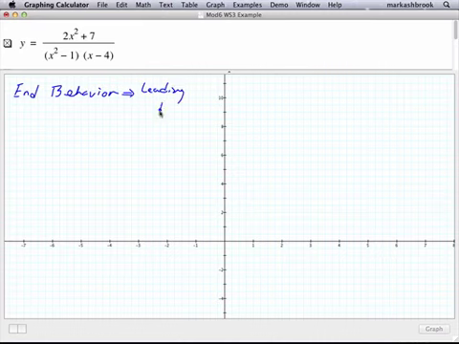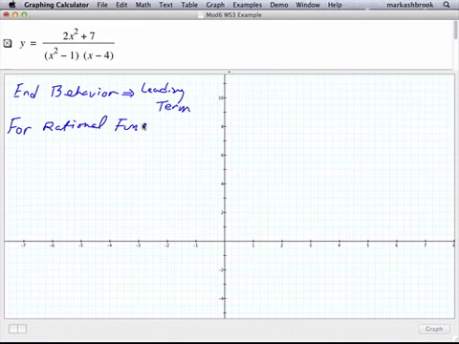So it's still based on the leading term, except that you don't have a leading term with a rational function. Why? Because it's one polynomial divided by another. So you have a polynomial in the numerator, a polynomial in the denominator. So that whole fraction doesn't per se have a leading term. But what we can do for these rational functions is find what we're going to call the effective leading term.